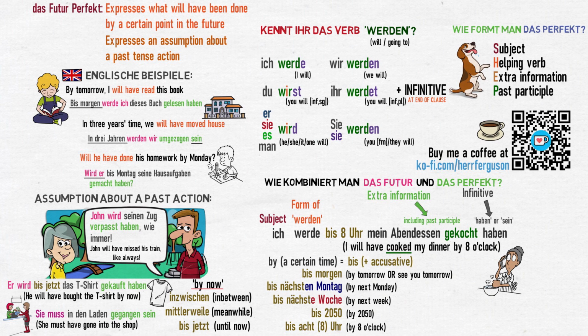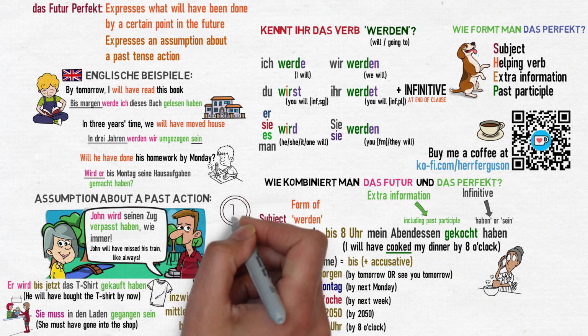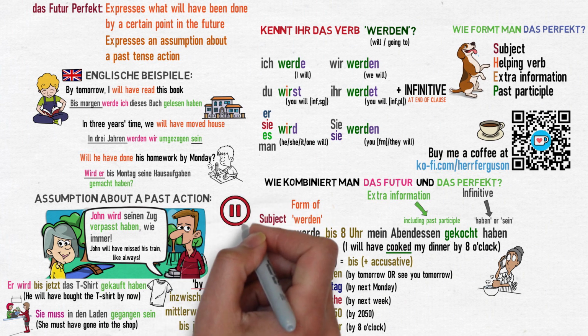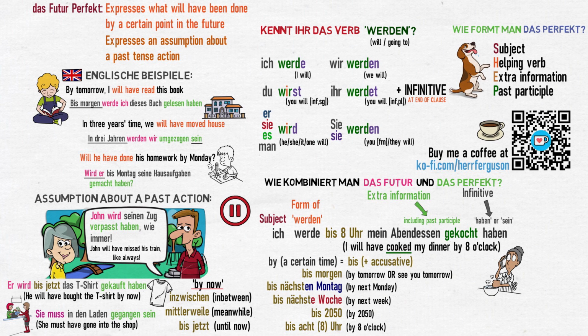Danke im Voraus. It's a good idea to pause the video now to recap what we've covered, including the future perfect tense word order of subject, form of werden, extra information, past participle, infinitive of helping verb.